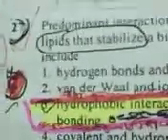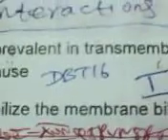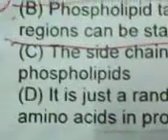Here we come to question number eight. Hydrophobic amino acids are prevalent in transmembrane regions of membrane-embedded proteins because: the answer is number two, which is correct. Phospholipid tails are hydrophobic, and therefore membrane-embedded regions can be stabilized through hydrophobic interactions.